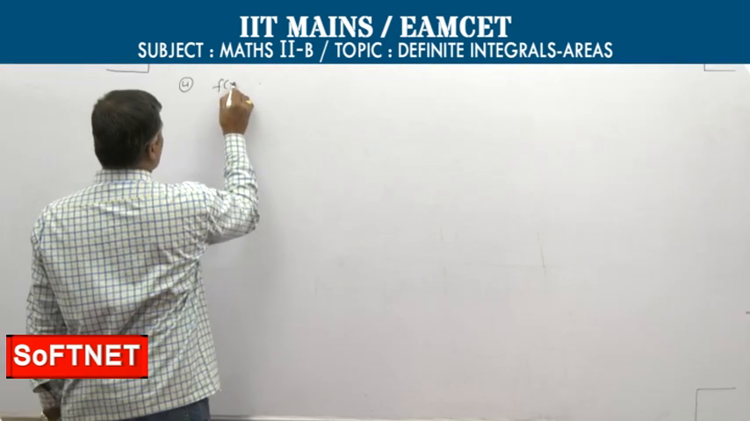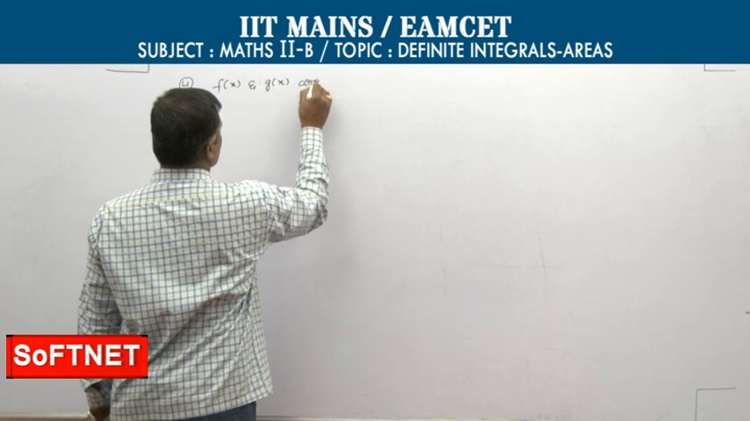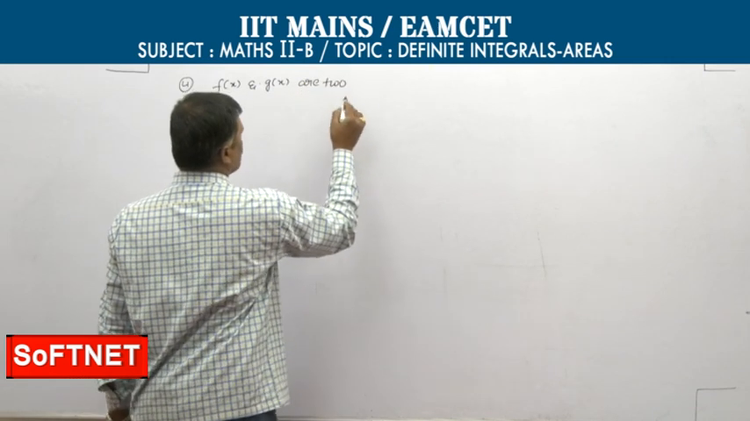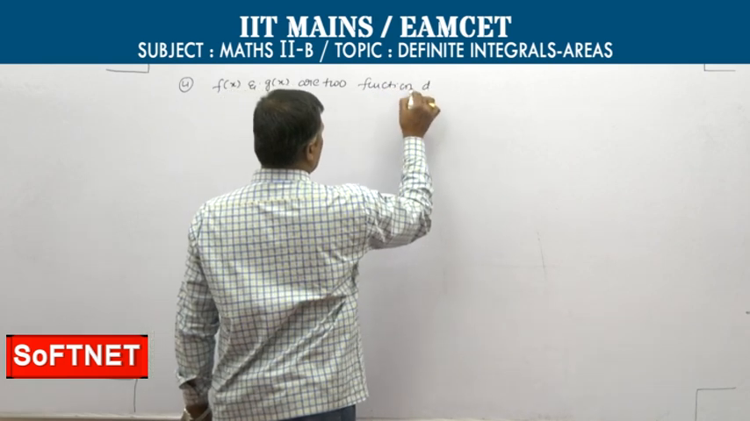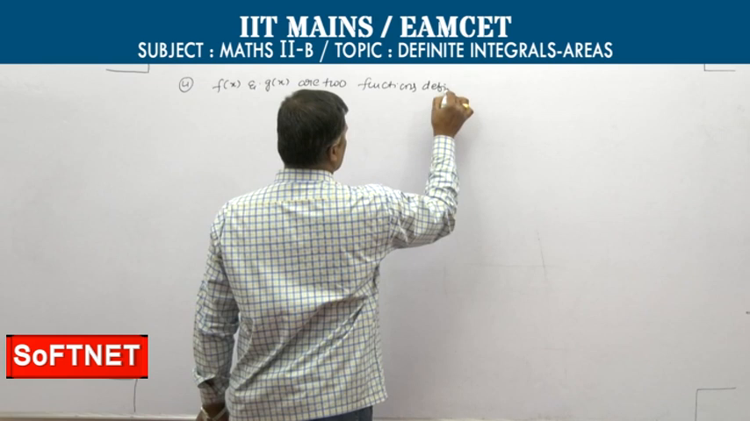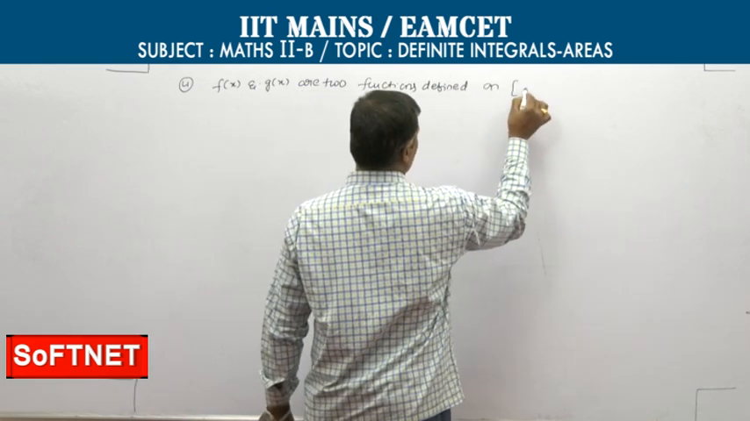F of x and g of x are two functions defined on closed interval a comma b.